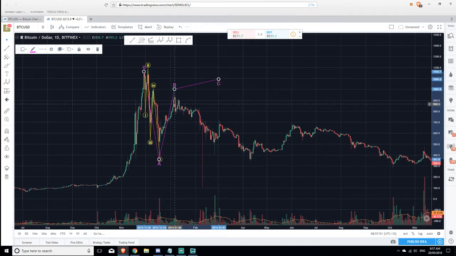So let's count 5. This is a really massive 1, 2, 3, then 1, 2, 3, 4, 5. So 5, 3, then 1, 2, 3, 4, 5 with an extended 5th wave. So 5, 3, 5.